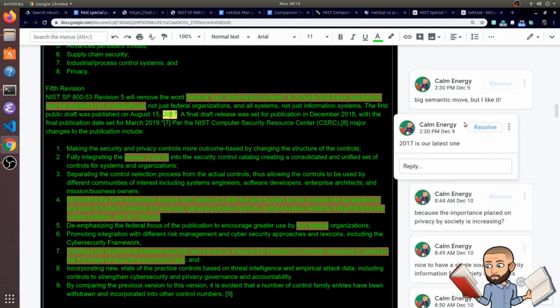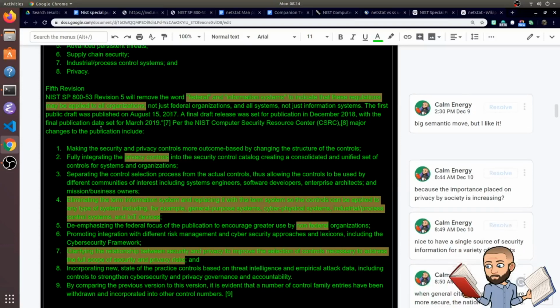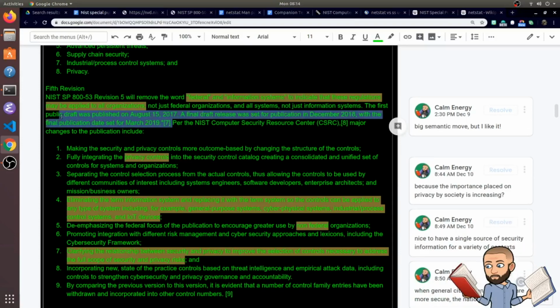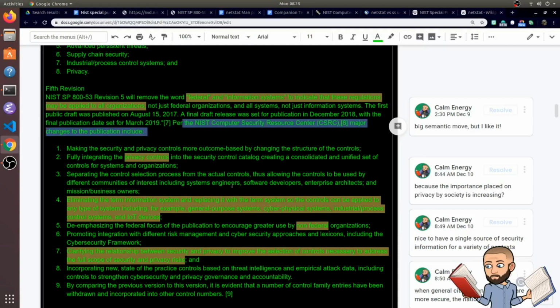I made a bad comment here because 2017 isn't really our latest. This is just when the draft was published. But at the time this article was written, they're talking about a final draft release being planned for December 2018, and then the final publication date is planned for March 2019. But here are the major changes for revision 5.